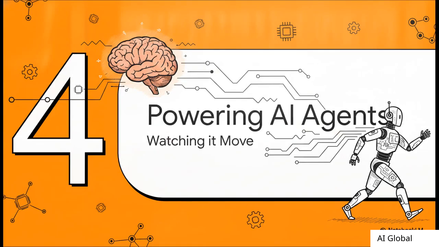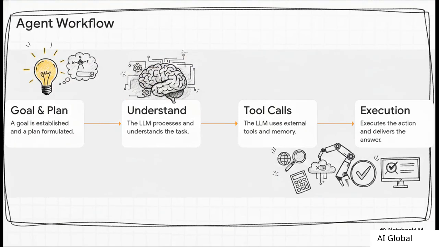Which brings us to part 4, powering real AI agents. Let's watch it actually move. You see, an AI agent doesn't rely on the LLM alone. It actually uses the LLM as the commander. Here's the actual operational workflow.